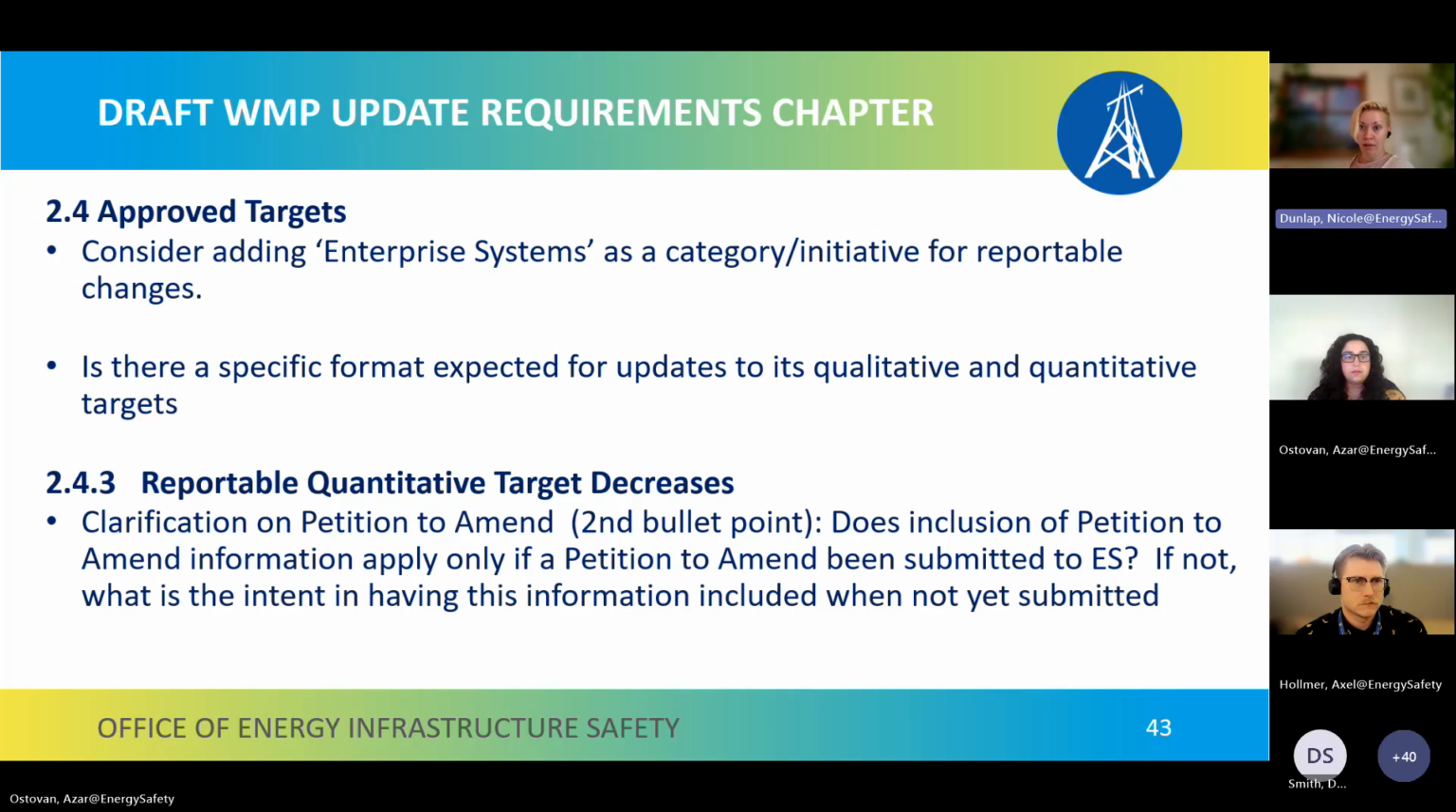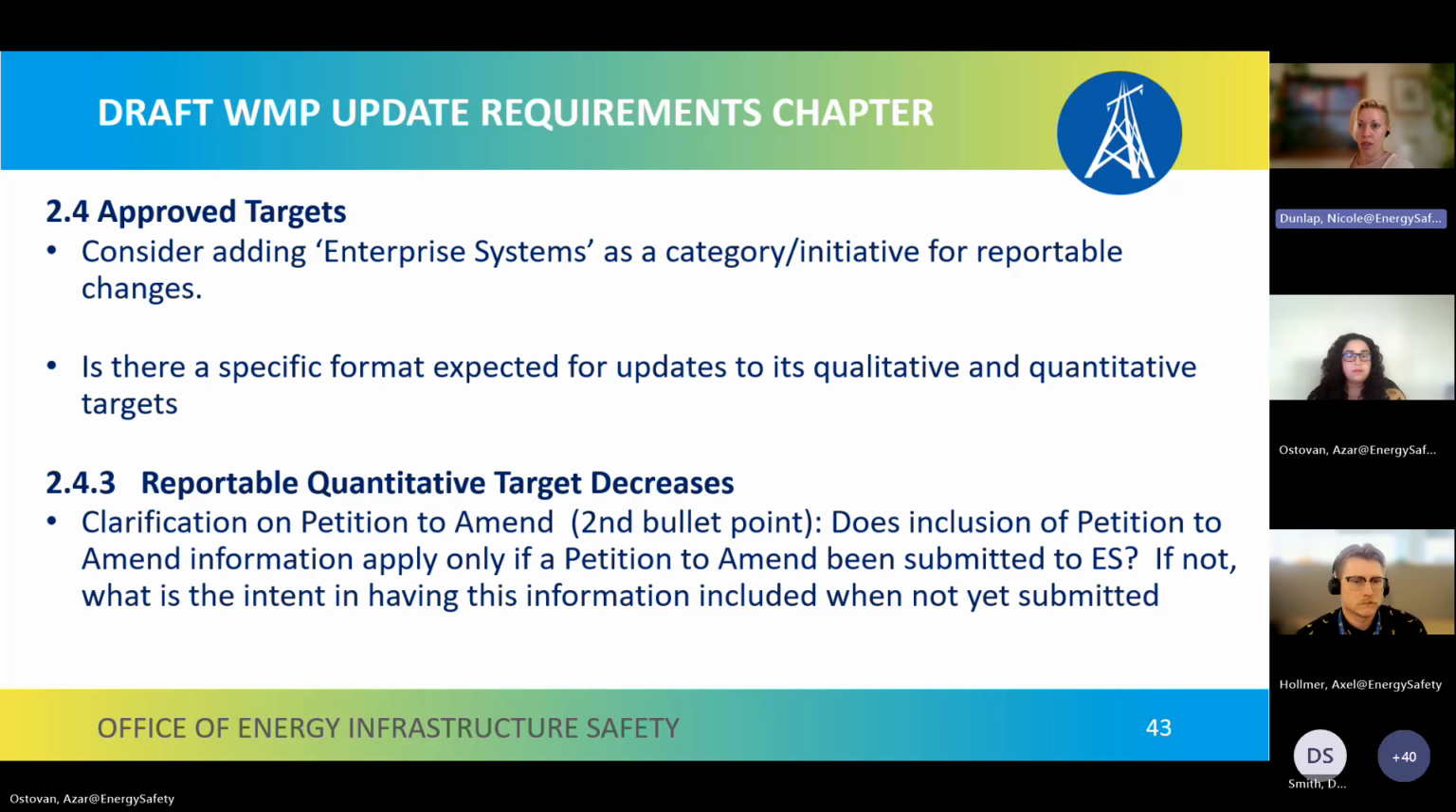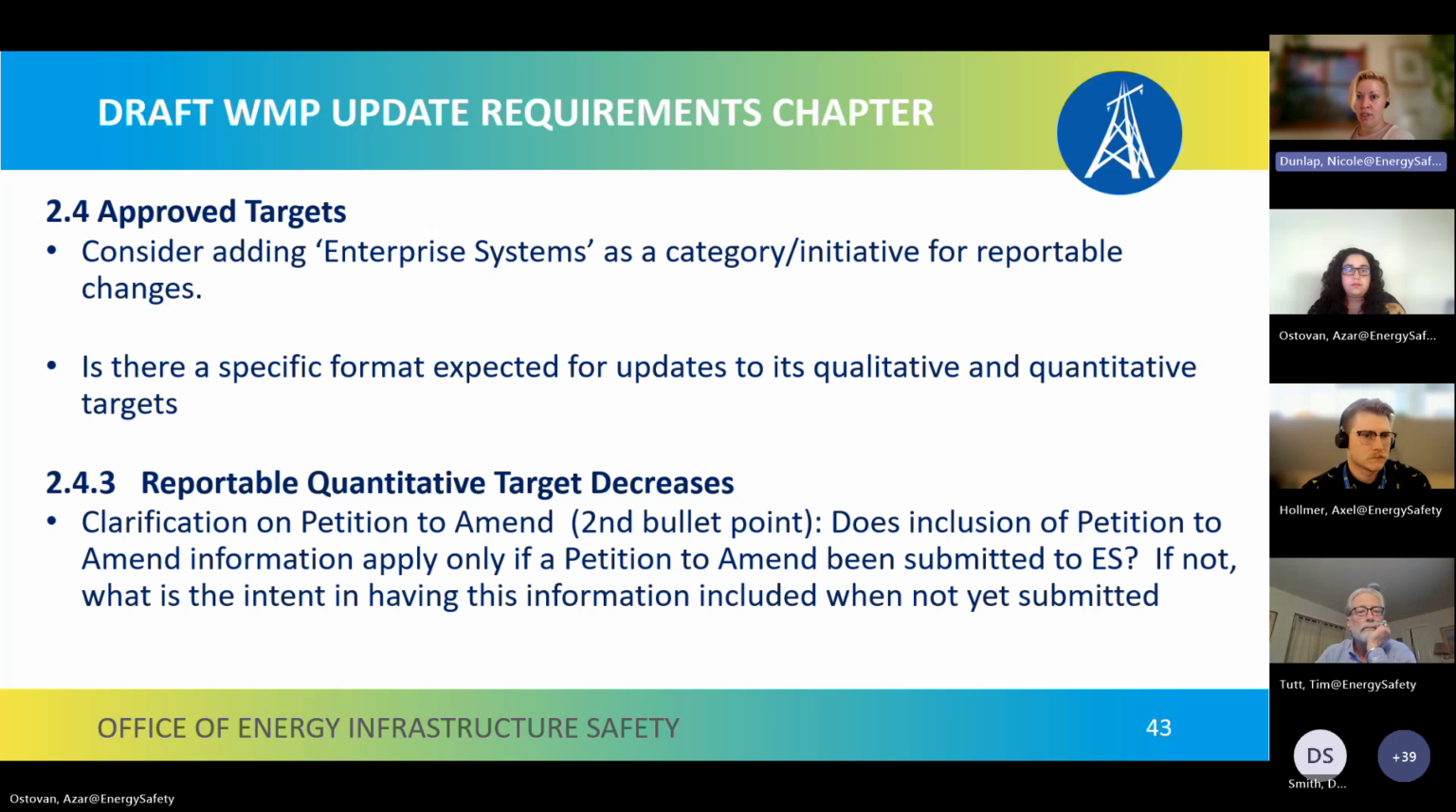Again, still following the petition to amend chapter requirements. So again, if you have a GRC decision in hand, that's the only way that you are allowed to use that allowance to decrease a target. You can either do so in your WMP update requesting to decrease that target, stating why due to the GRC decision, or you can go through the full petition to amend process to amend the full base plan that was recently approved.